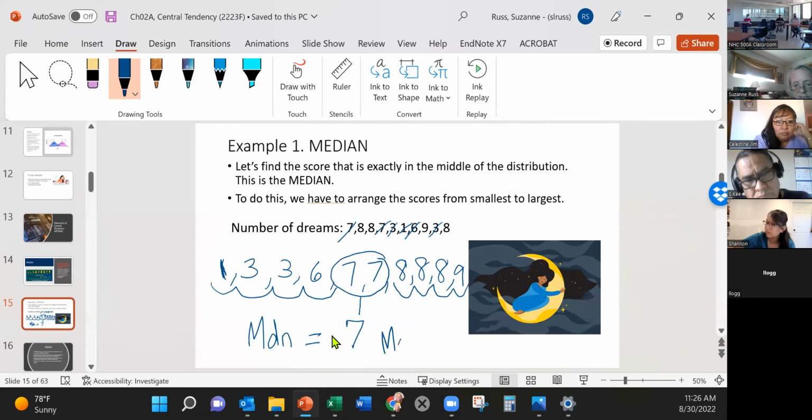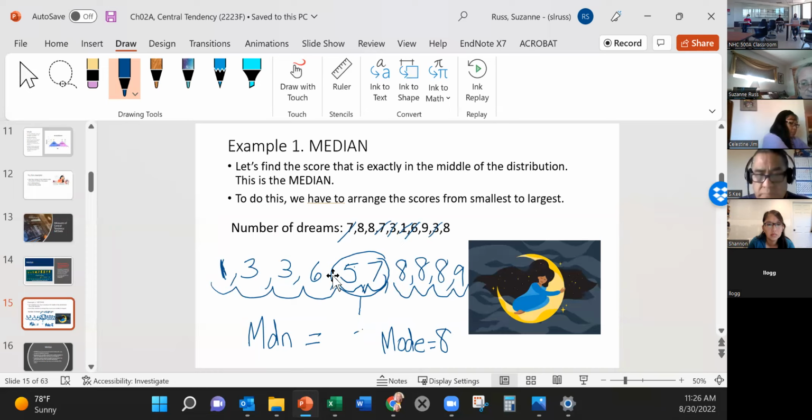We already discovered that the mode equaled 8, and the median equals 7. Now, if these 2 numbers were something like this, instead of having the 7 there, we had, let's say, a 5, then we would have to take the average of these 2 numbers. And the average in that case would not be 7, it would be 6. And so in the case that we had this distribution, we would take the average of the 2 numbers in the middle.